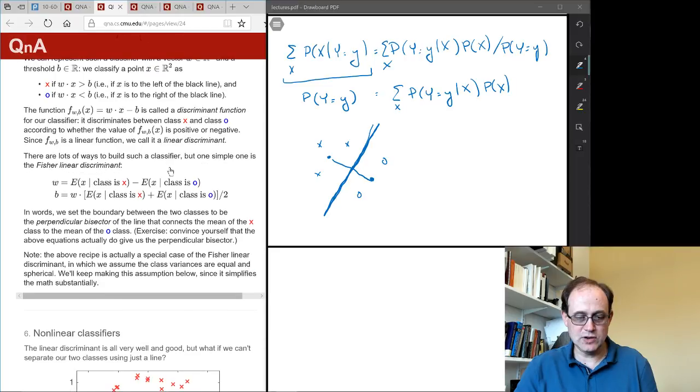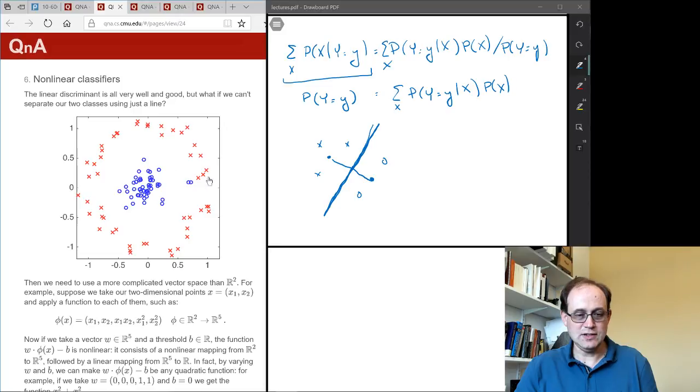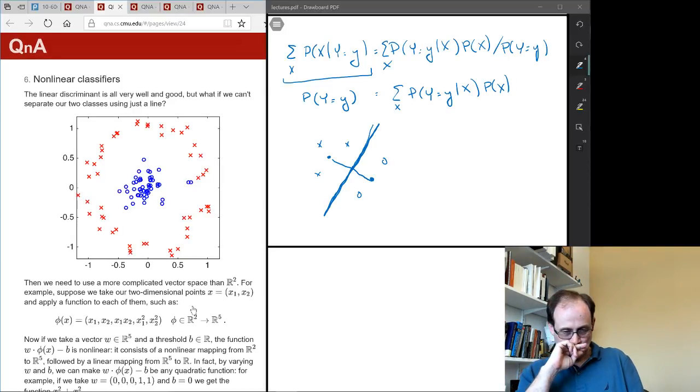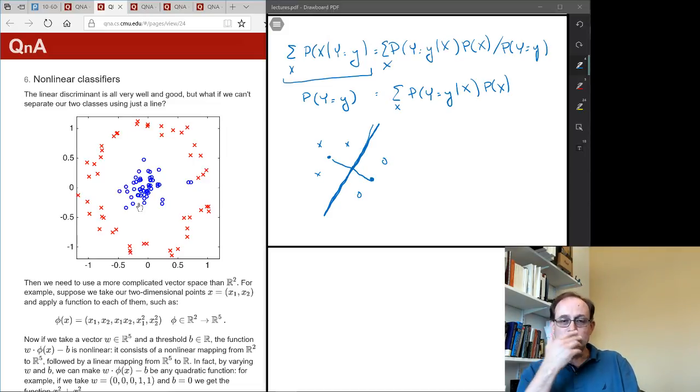All right, so nonlinear classifiers, right? The linear classifier is fine, but if your data happens to look like this, you're going to be very unhappy with any linear classifier. You could put a line right here and it would get all the blue points on one side, but it would have most of the red points on that side too. Or a line here, and get most of the blue points, but it's pretty easy to see there's no way to make a line that will separate the blue from the red points here. And so what do we do?